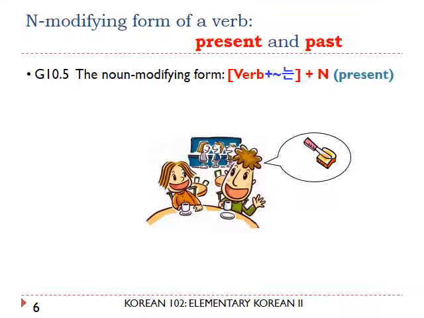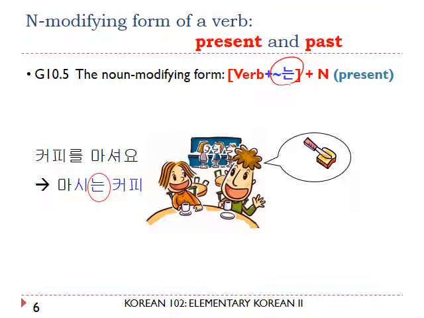In 10과 we learned that we can make a noun-modifying form of a verb by attaching 는 to the stem of the verb. For example, 마시는 커피. 마시 is the stem of the verb to drink and 는 is a noun-modifying suffix, so 마시는 functions as a noun modifier. So this expression means the coffee that I drink or the coffee that I'm drinking. Here note that this expression also conveys the tense information, which is present tense. The phrase 마시는 커피 is actually expressing a present or ongoing action that is happening now.